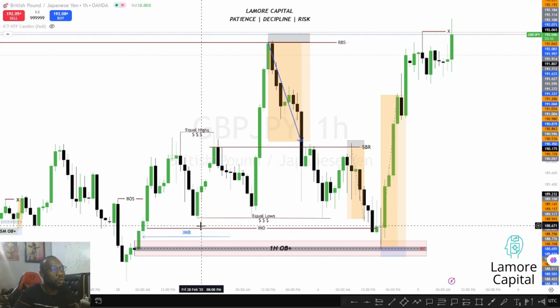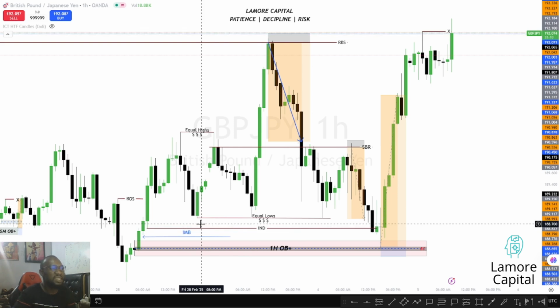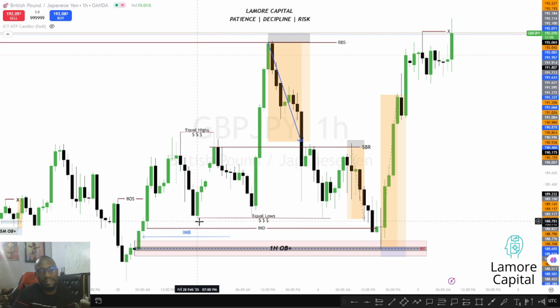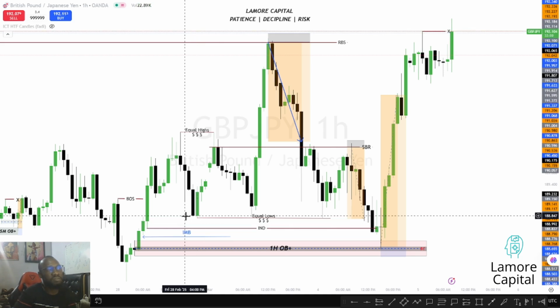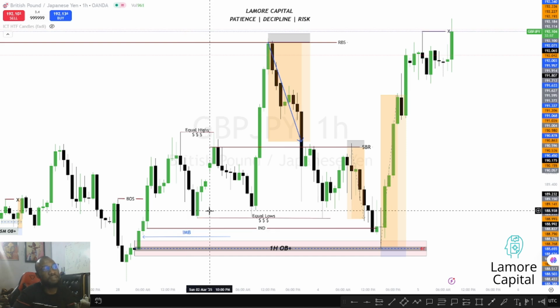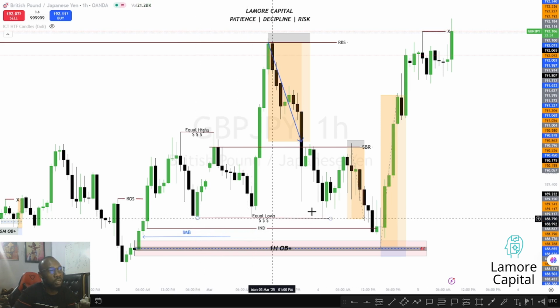So now what happens? I now saw equal lows. Anytime I see equal lows on my charts, it gives me assurance that this is an A plus setup. Now it didn't give me 2 taps. It gave me 3 equal lows. This is one equal low, this is another equal low, and this is another one.